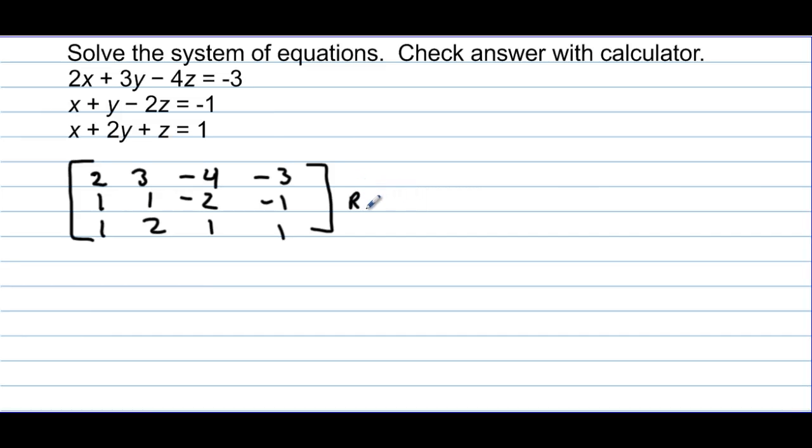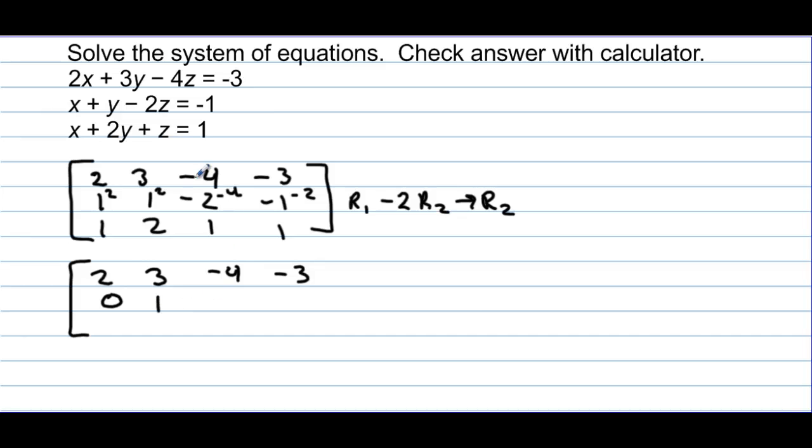We can do row 1 minus 2 times row 2 and replace row 2. Now row 2 times 2 is 2, 2, negative 4, and negative 2. We have 2, 3, negative 4, and negative 3. We have 0, 1, negative 4 minus negative 4, that's 0. Negative 3 minus negative 2, that's negative 1. 1, 2, 1, 1. Our next 0 is down here in the corner.